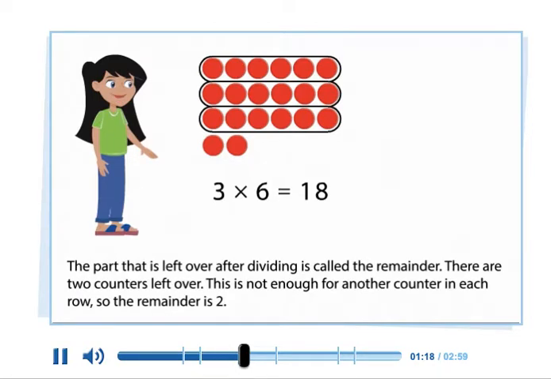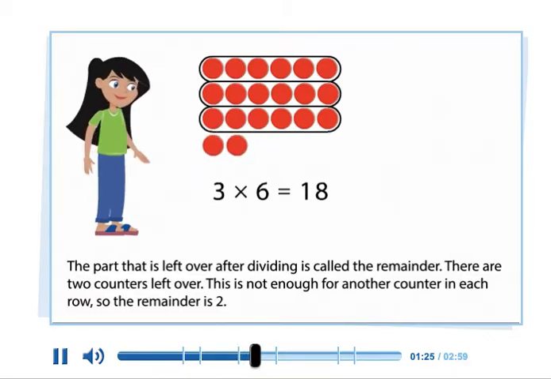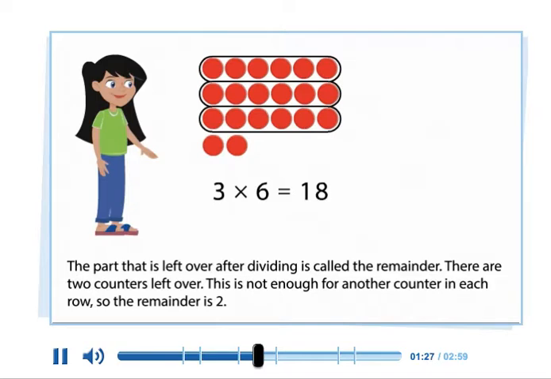The part that is left over after dividing is called the remainder. There are 2 counters left over. This is not enough for another counter in each row, so the remainder is 2.